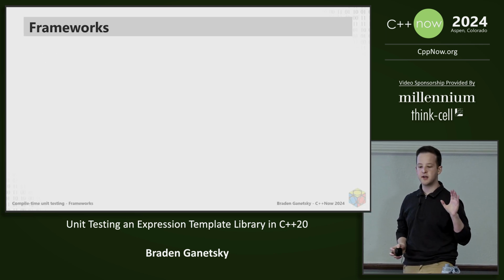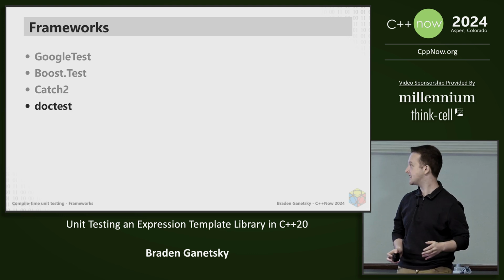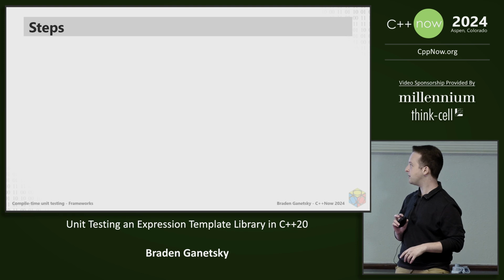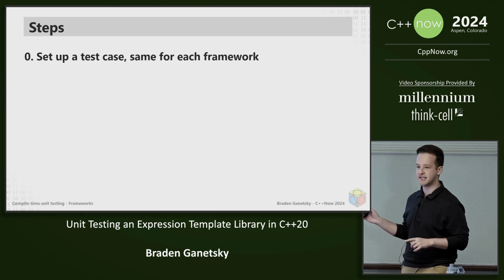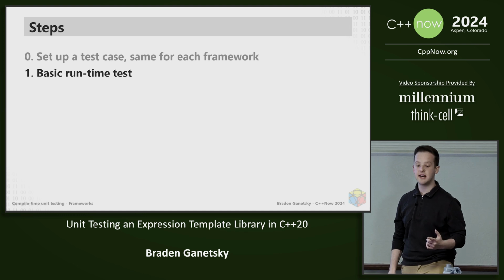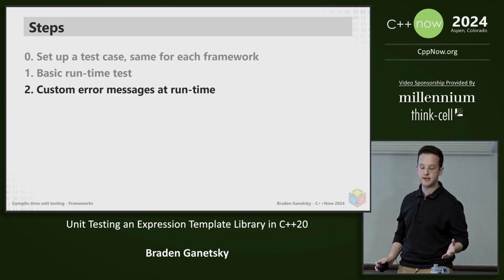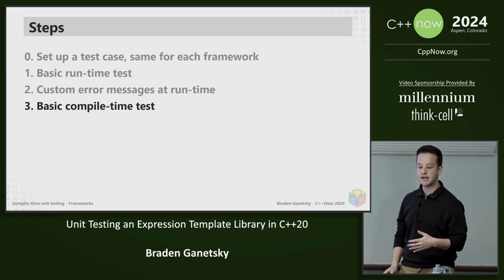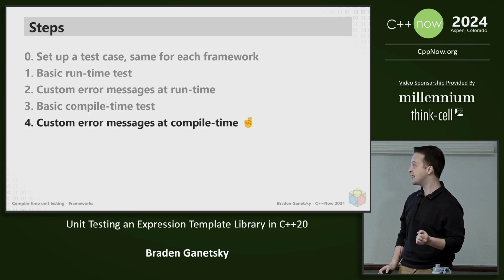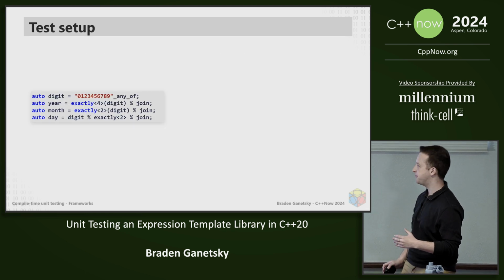I'm going to go through the frameworks: Google Test, Boost Test, Catch2, Doc Test, Snitch, and UT. And the way I'm going to do this is by first setting up a test case. It has to be the same for each framework. I'm going to do a basic runtime test. I'm going to make some custom error messages at runtime. Then I'll do a basic compile time test, and fingers crossed, I can get custom error messages at compile time. But we'll start with the test setup.